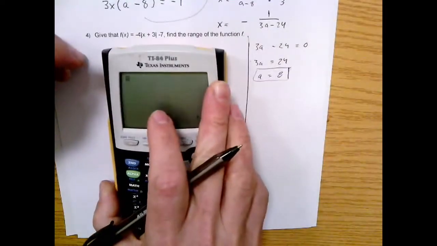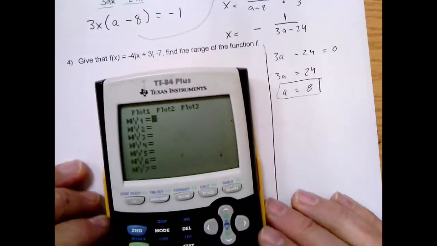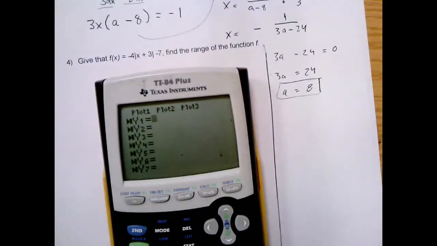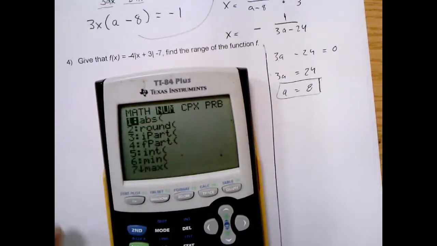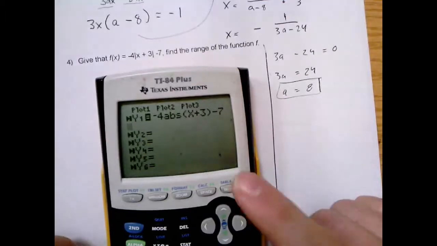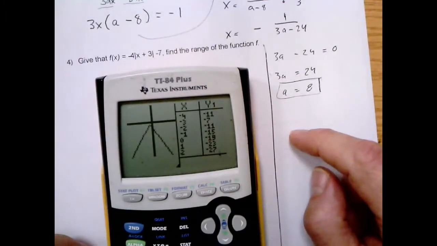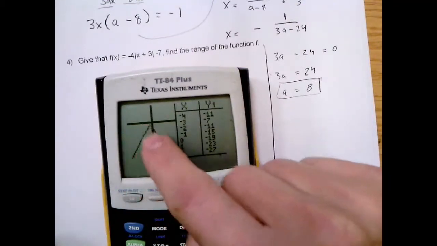So we got a calculator here. All right, so if we looked at this, we go to y equals, and we'll say negative 4. Then we go to math, abs, that's our absolute value, x plus 3. There we go. And then I say minus 7. Voila. Let's graph it, see what happens. Beautiful. And actually, this is kind of nice right here. This just shows us the shape of our absolute value.